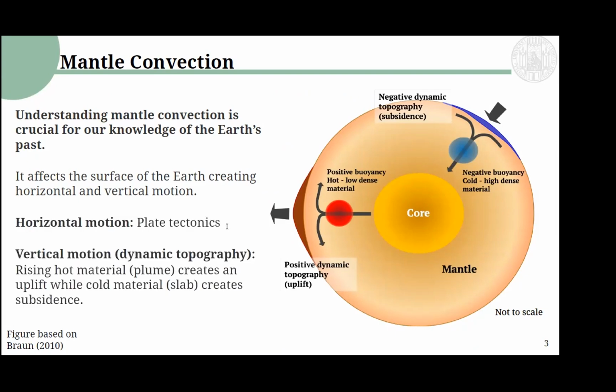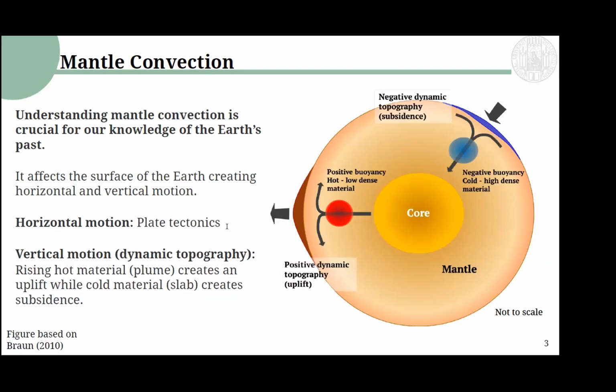The horizontal motion is usually expressed using plate tectonics, so how fast or how slow the plates move towards or away from each other. The vertical motion is expressed through uplift and subsidence of the surface. This can be due to hot material like a plume rising through, or cold material like a slab sinking down in the mantle.